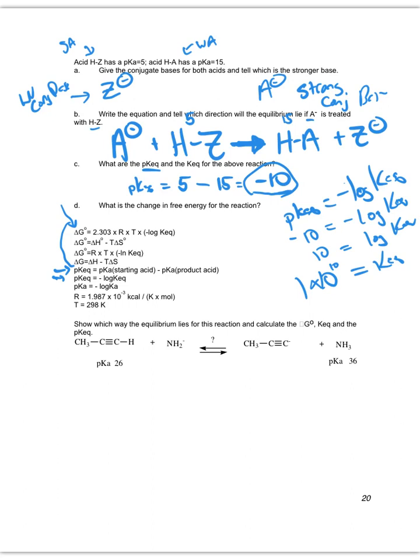So if we figure delta G, 2.303 times R, which is 1.987 times 10 to the minus 3rd, times 298 Kelvin, times a negative 10.